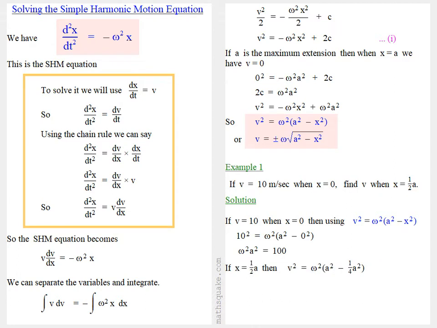Now if x is equal to half a, then v squared is equal to omega squared into a squared minus a quarter a squared, or v squared is 3/4 omega squared a squared, which is equal to 3/4 times 100, or 75. If we take the square root, we get v is equal to plus or minus the square root of 75, which is equal to plus or minus 8.66 meters per second.